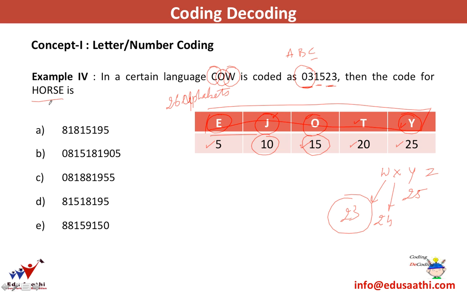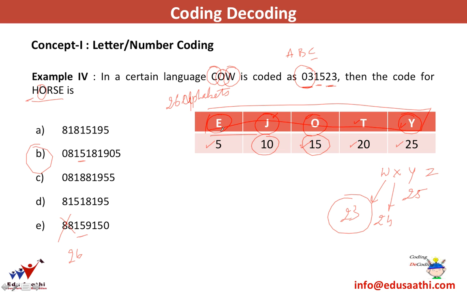So let's look for horse. One thing I know is that by the Ejoti principle, O is 15. So the second number here should be 15. I just have 15 here and I have 15 here. 88 cannot be the case because we just have 26 alphabets. So by logic this has to be the correct one, but we'll still check.